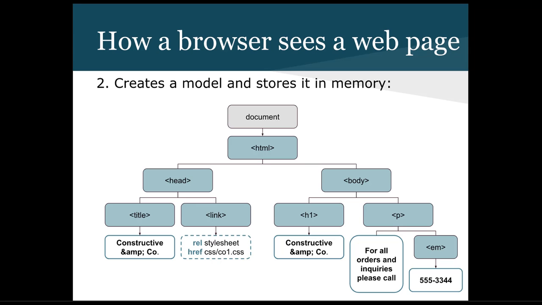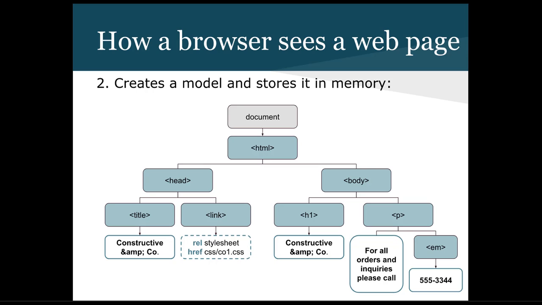Here you can see a representation of how the browser stores the document in its memory. Here you can see the document, you can see the HTML, and you can see the two children of the HTML tag, the head and the body. Each of those has its own children. Each box is called a node. Each of these nodes is an object that we can access and manipulate with JavaScript. The three types of nodes represented here are elements, text within the elements, and attributes.